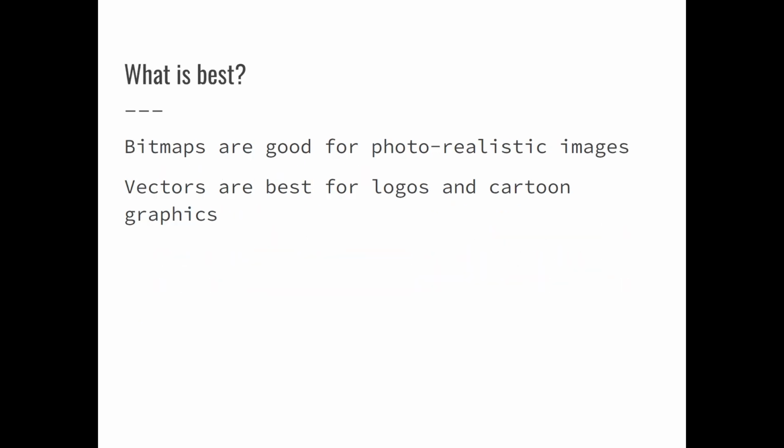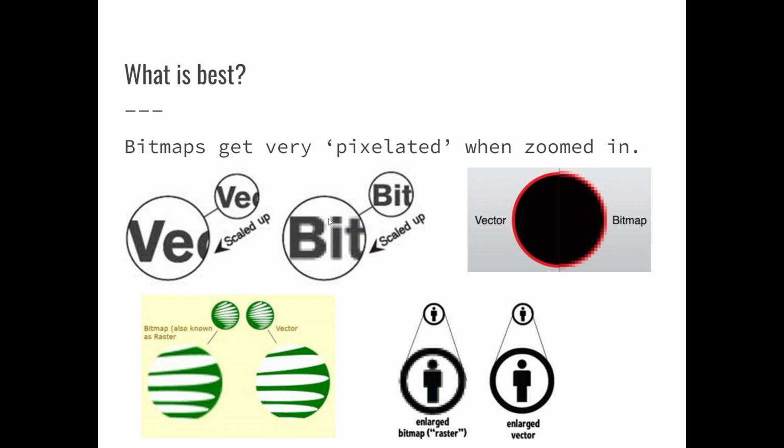Now you're probably immediately thinking that bitmaps are just better pictures. They're better for photorealistic images. It is possible to get really good looking images with vectors, but they are best suited to logos or cartoony graphics. One downside to bitmaps though is that when you zoom right in, now these images are pretty poor anyway, but when you zoom in or scale up a bitmap, you can see these jagged edges. It's like the pixelated sort of images. These are the actual pixels that you're zooming into.